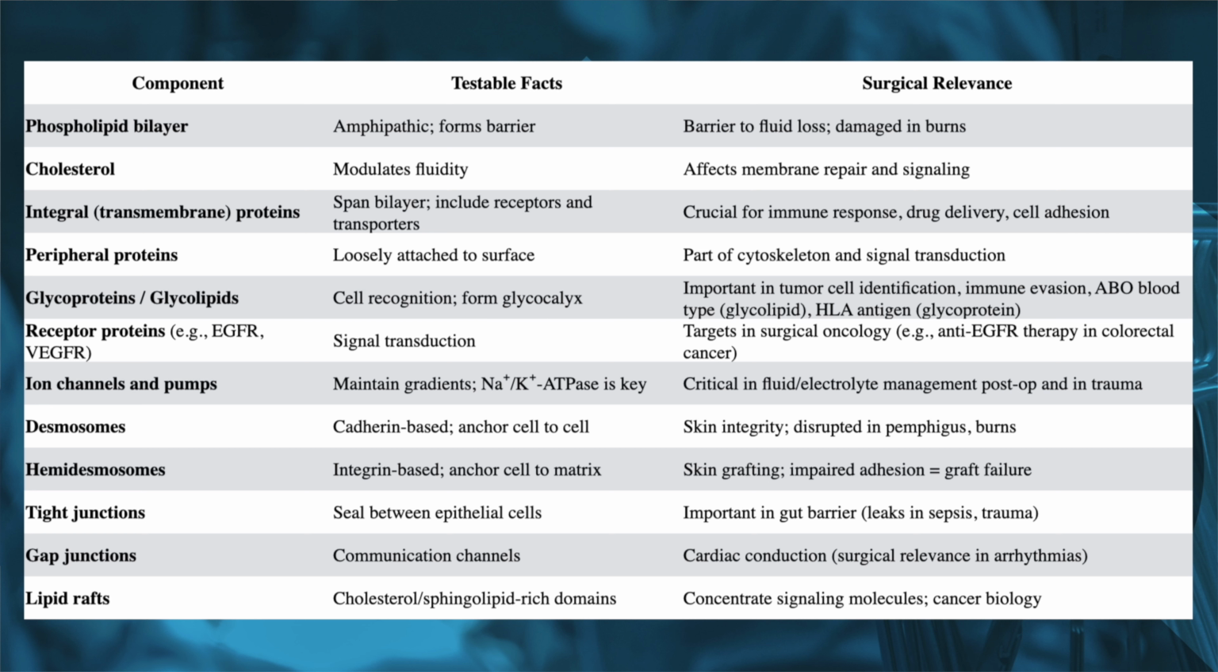Finally, we have peripheral proteins. These can be part of the cytoskeleton, signal transduction. These are loosely attached to the cell surface. And of course, glycoproteins and glycolipids. So these are important in ABO compatibility with glycolipids, and of course, HLA antigens on glycoproteins, which is important in organ transplantation. So those are some of the initial important aspects of the cell membrane that you've got to understand.